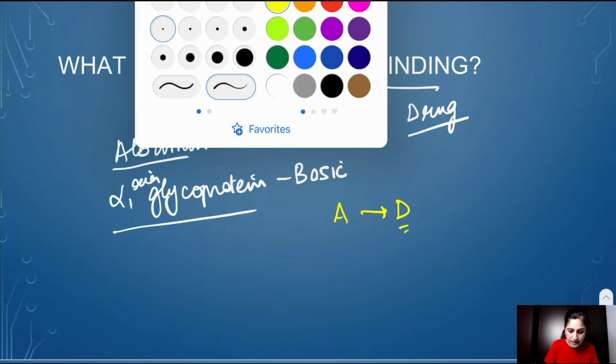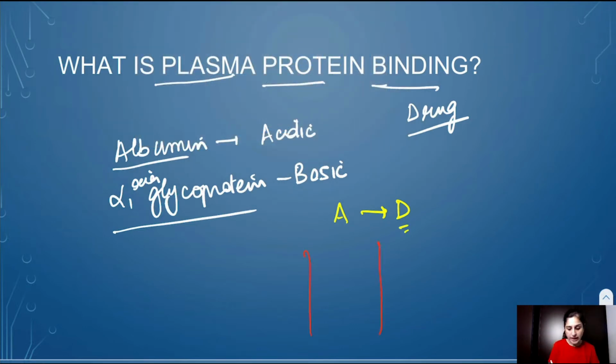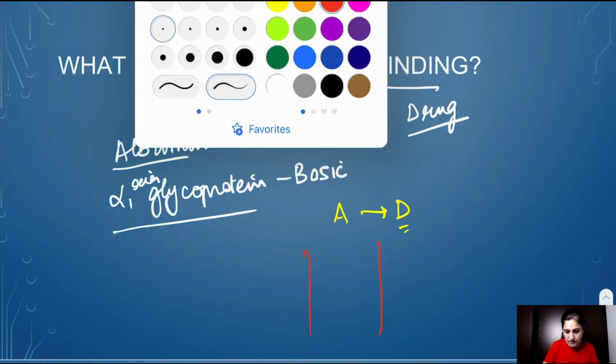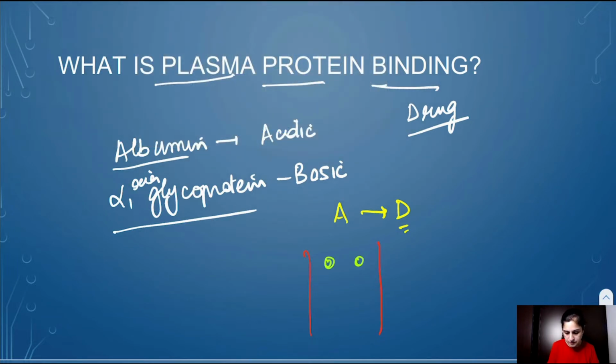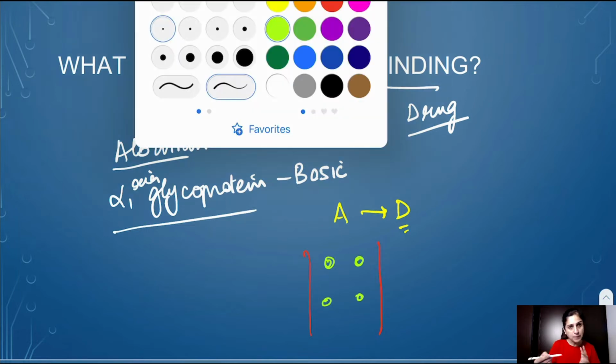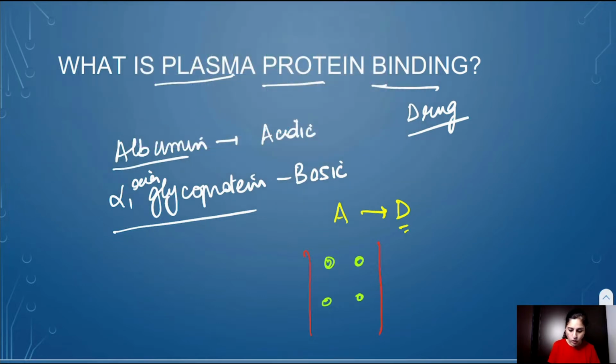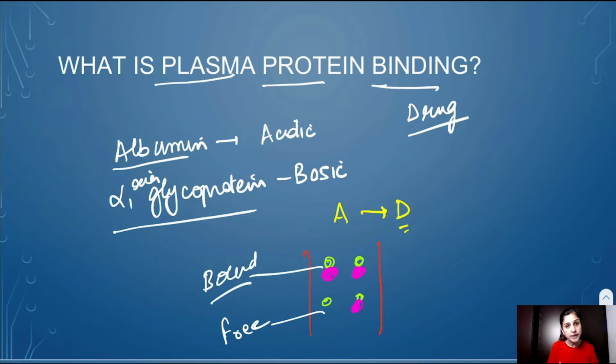So here if I say this is your blood vessel, right? And let's say we have a drug here. This is the drug that you're given. And there are plasma proteins present. So which color? Let me take this color. Okay, so these are the plasma proteins. Some of the drugs will bind to this plasma protein, okay? Let's say here, or some portion of the drug will be free. So what you see here, this is the free form and this is the bound form of the drug.